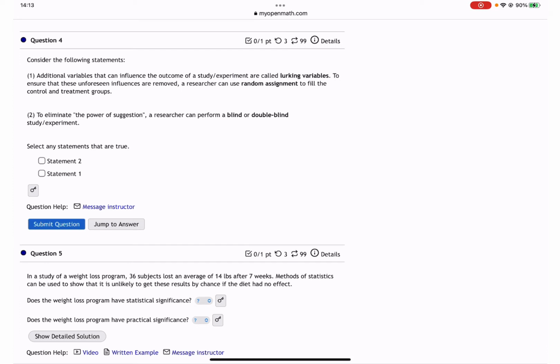Consider the following statements. Statement 1: additional variables that can influence the outcome of a study or experiment are called lurking variables. That is very, very true. To ensure that these unforeseen influences are removed, a researcher can use random assignment to fill the control and treatment groups. Okay, so that's statement 1. Select any statements that are true. Statement 1 is very true. Lurking variables can be some side effect that's going to affect the reaction of variables, okay?